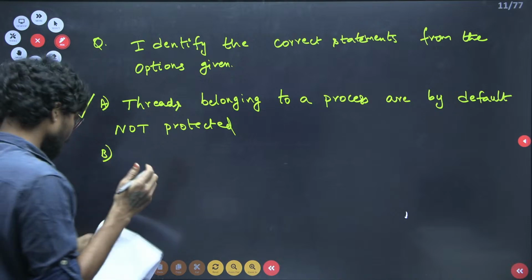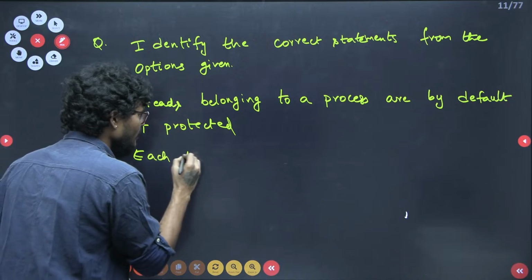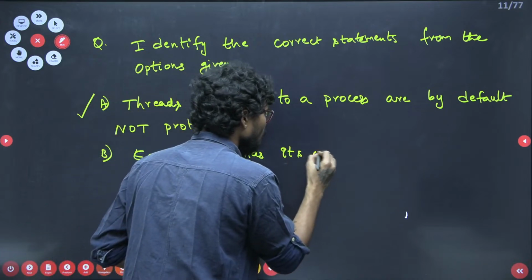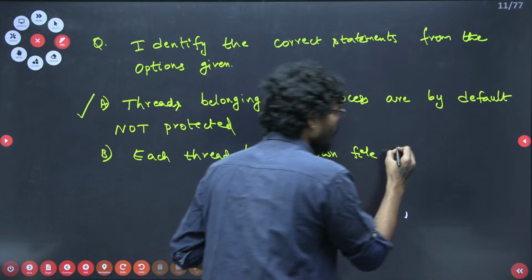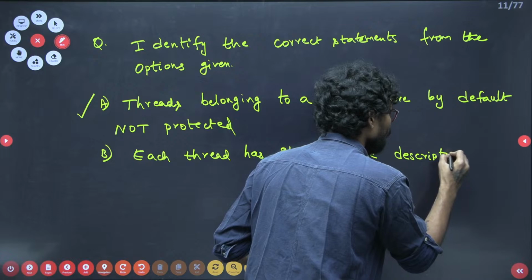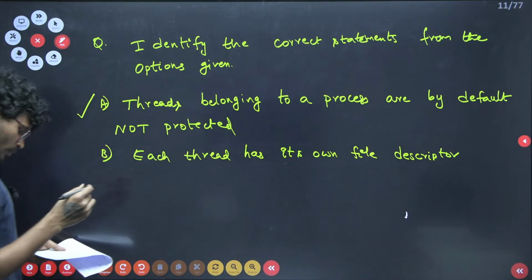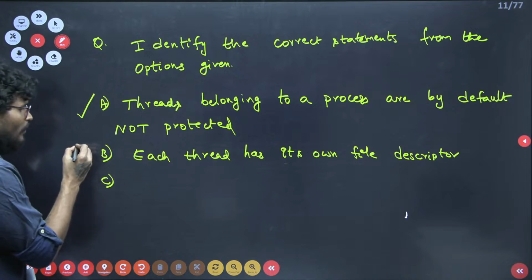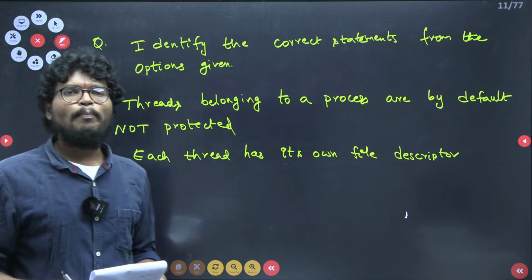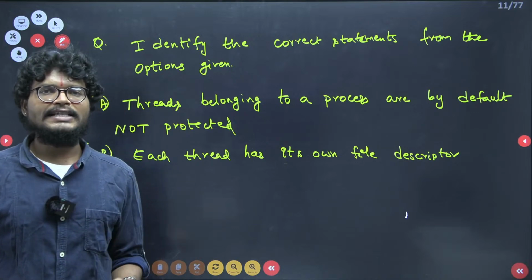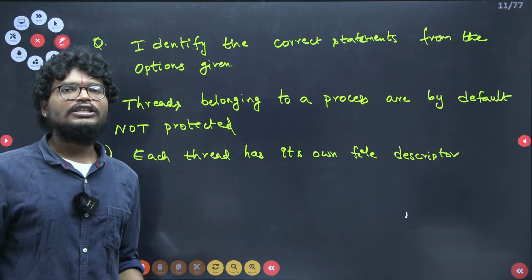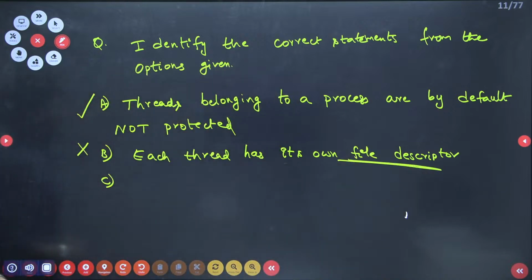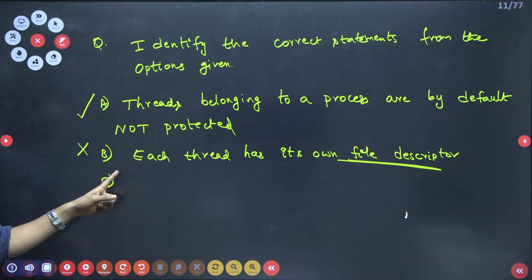In option B, they are saying each thread has its own file descriptor. So this statement is false. Remember that on a per thread basis we store only the registers and stack. Everything else is shared, right? Because they are saying file descriptors, these can be shared. They are not stored per each thread separately.